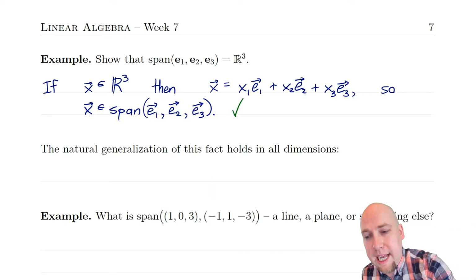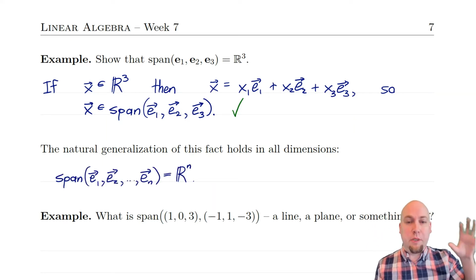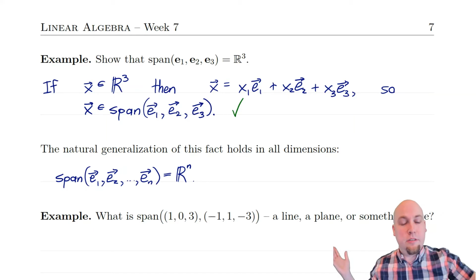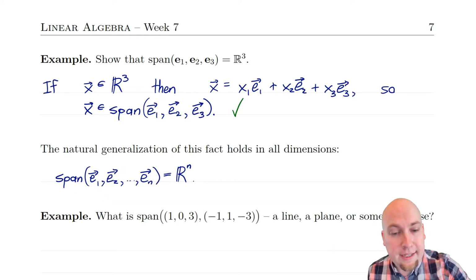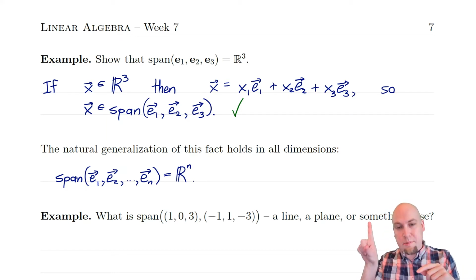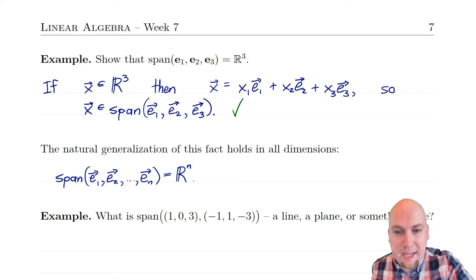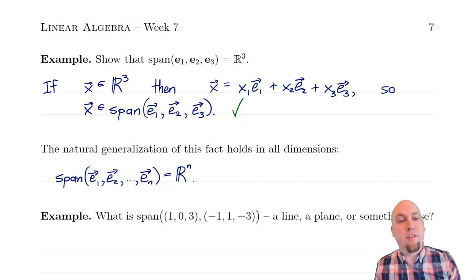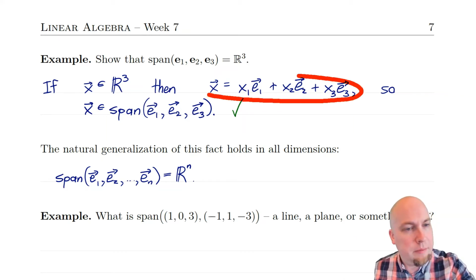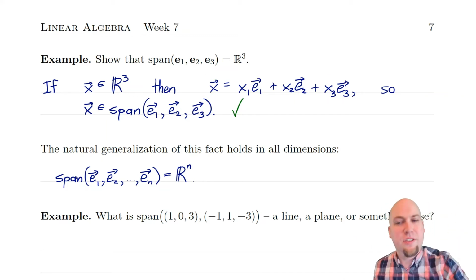And the same thing happens in more generality. There was nothing special about 3 dimensions here. In n-dimensional space, the span of the n different standard basis vectors, the n vectors that have a 1 in one spot and zeros everywhere else, is all of Rn for the exact same reason. You can write down a linear combination like this, except now it'll have n terms instead of just 3.